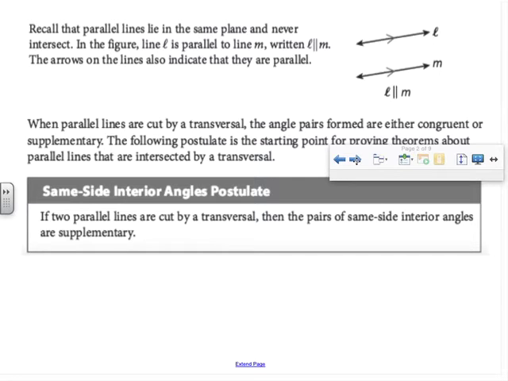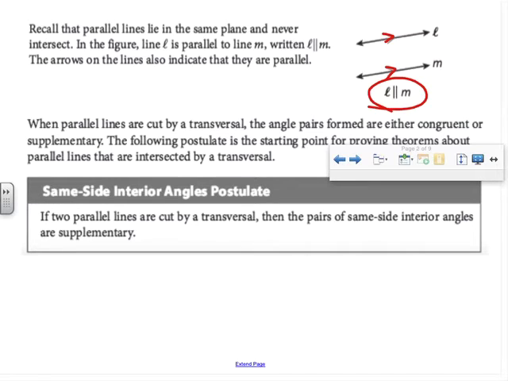So when those intersected lines are parallel, that's where the real magic comes in. And on this screen, we're just refreshing our memory on some vocabulary. Parallel lines are in the same plane and they never intersect. Notice in the diagram that L and M have these little arrowheads going through the middle of the line. Those are to indicate that the lines are parallel. Notice the notation for when we're saying that two lines are parallel. And when those parallel lines are cut by a transversal, our angle pairs are either congruent or supplementary.